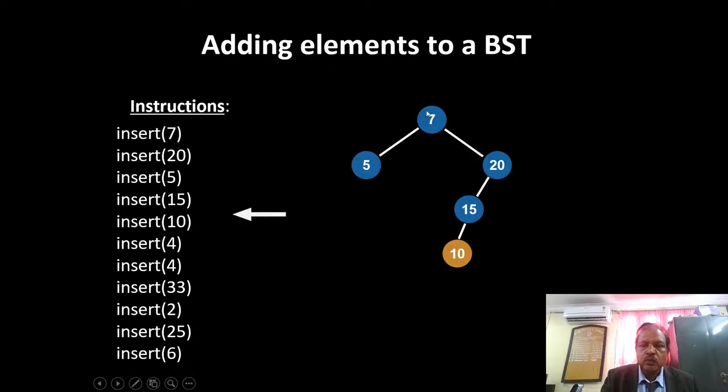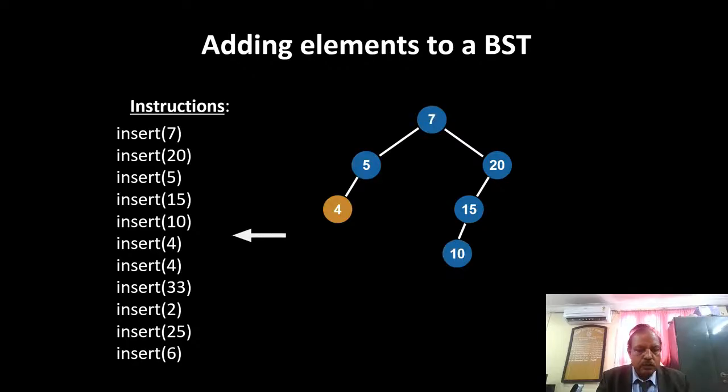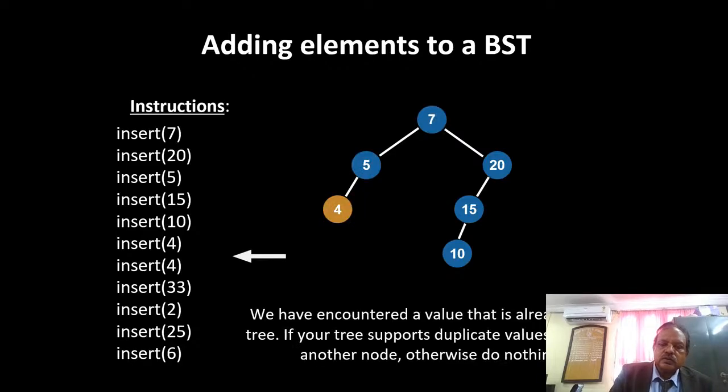4 is less than the root node 7, and 4 is also less than 5. So 4 must be to the left of 5. Okay, same thing we do here. So yes, then insert 4. It is a duplicate, so we cannot insert that one. It will not allow duplicate things, so it will stop you, right? We have encountered a value that is already in the tree. So if your tree supports duplicates, then only you can take it. Otherwise, it is not possible.